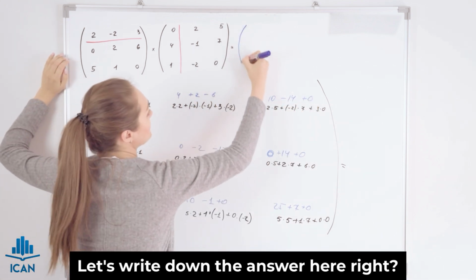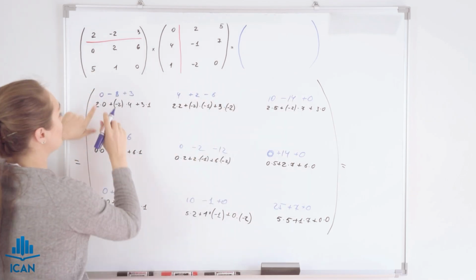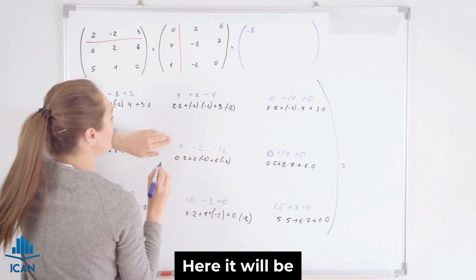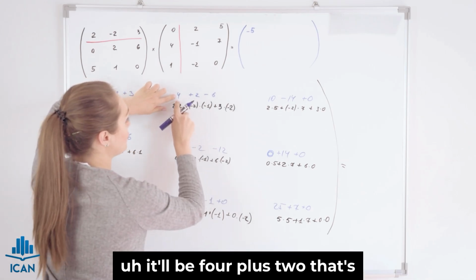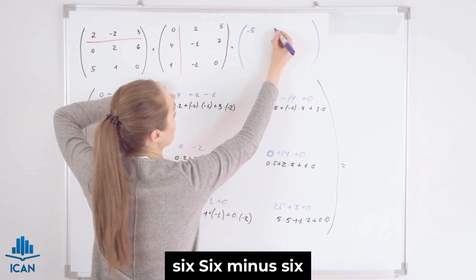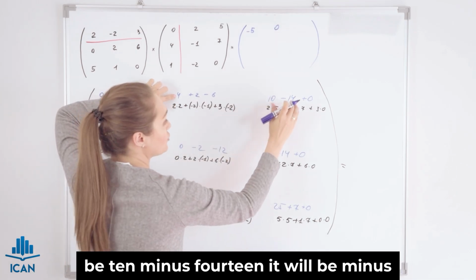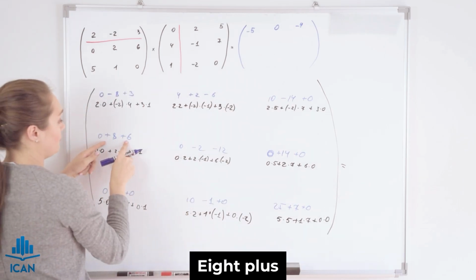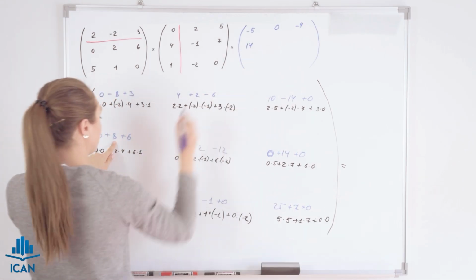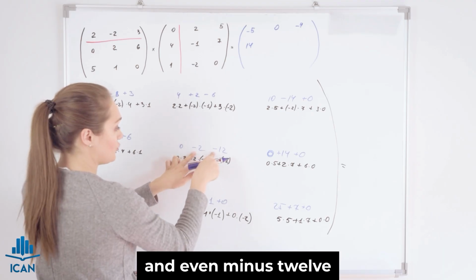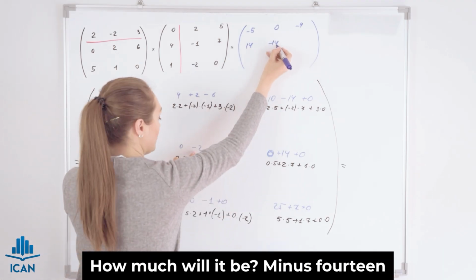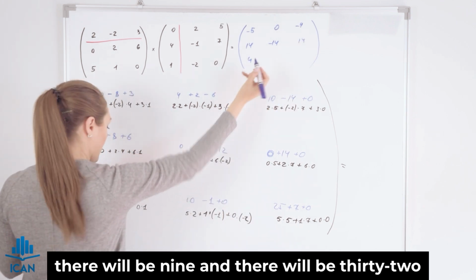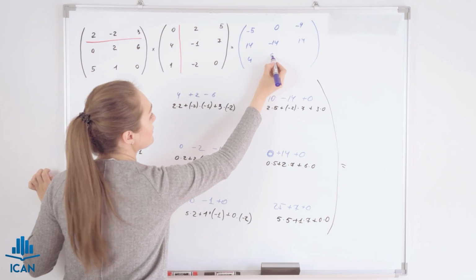Let's write down the answer here. So 3 minus 8 will be how much? Minus 5. Here it will be 4 plus 2, that's 6. 6 minus 6 will be 0. Here it will be 10 minus 14, it will be minus 4. 8 plus 6 would be 14. Here it will be minus 2 and minus 12. How much will it be? Minus 14. There will also be 14 here. There will be 4 here, there will be 9, and there will be 32.